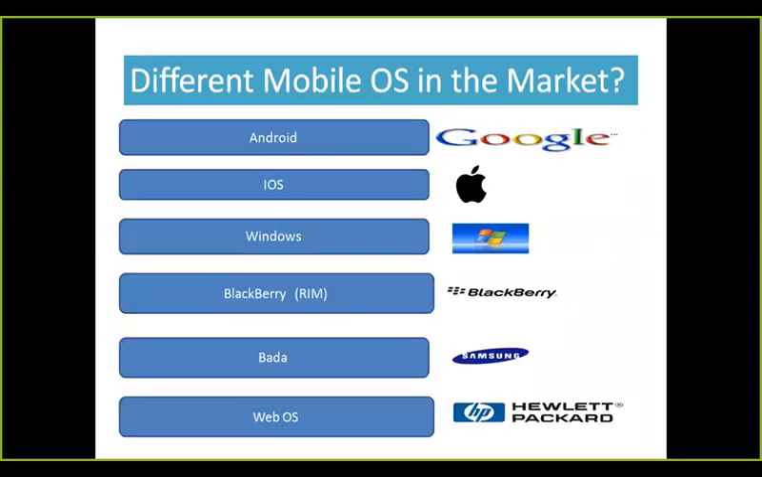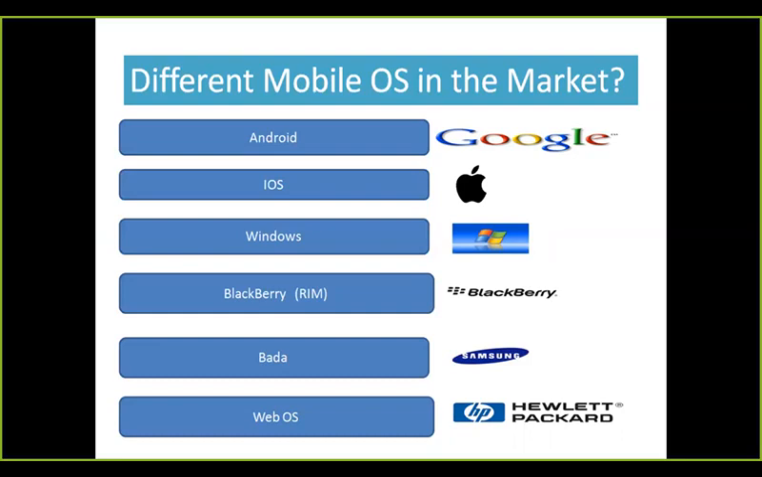what exactly is Android? See, before discussing this, what are the mobile operating systems we have in the market right now? You are well aware that Android is one mobile operating system, led by Google. We have one more, iOS, the iPhone operating system, led by Apple. Another is Windows, led by Microsoft. Another is BlackBerry, led by RIM. RIM is Research in Motion. Another is BADA, led by Samsung. Another is WebOS, led by Hewlett Packard. Like that, we have so many mobile operating systems in the market.